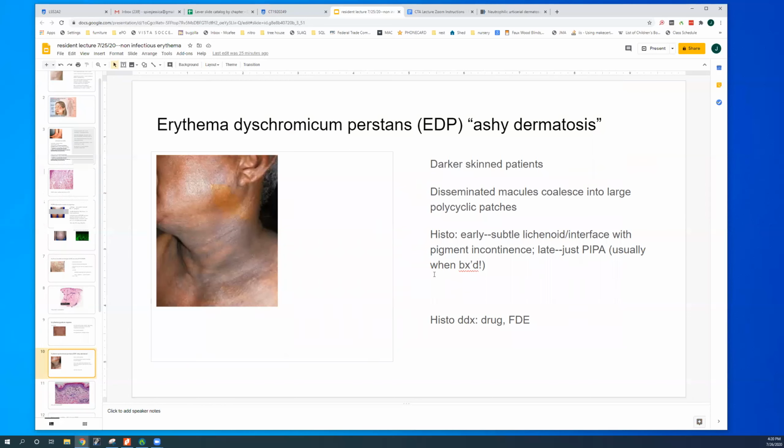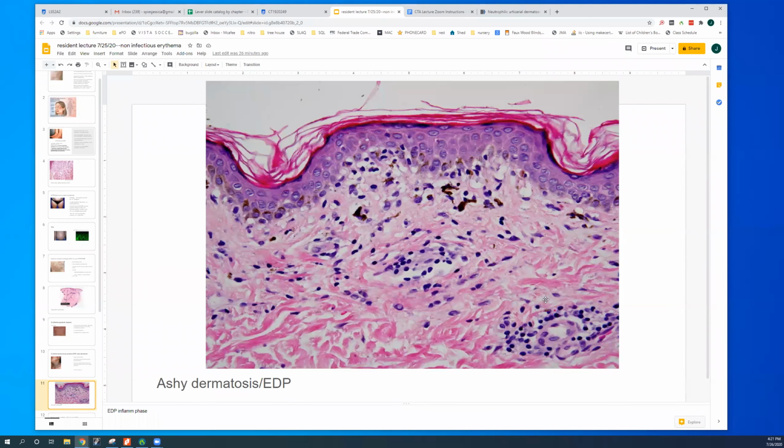So early, and it's rarely biopsied early. I feel like every time I get a biopsy that says erythema dyschromicum perstans, it's just in its late stage, and all I see are the melanophages. Often we don't get that subtle lichenoid interface of the early phase of EDP. The histologic differential, you might think about drug or fixed drug eruption, especially with that prominent pigment incontinence.